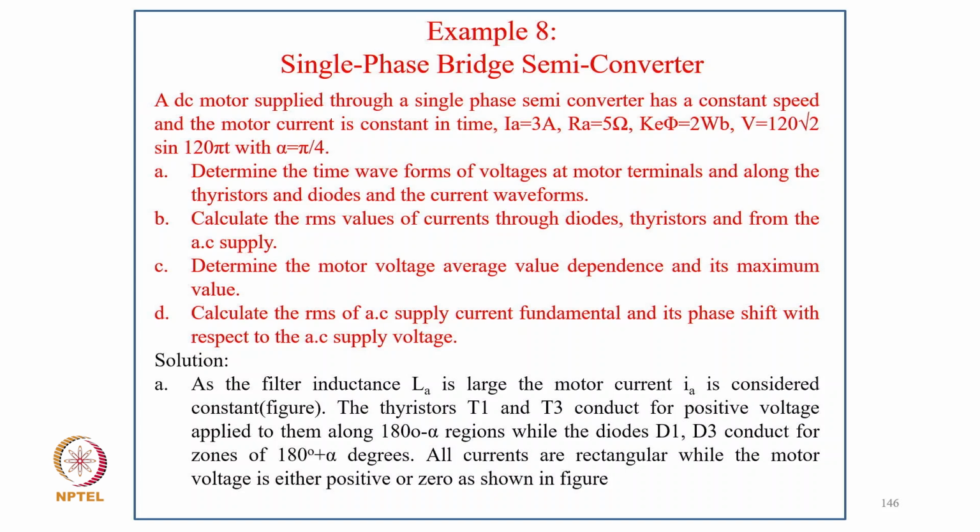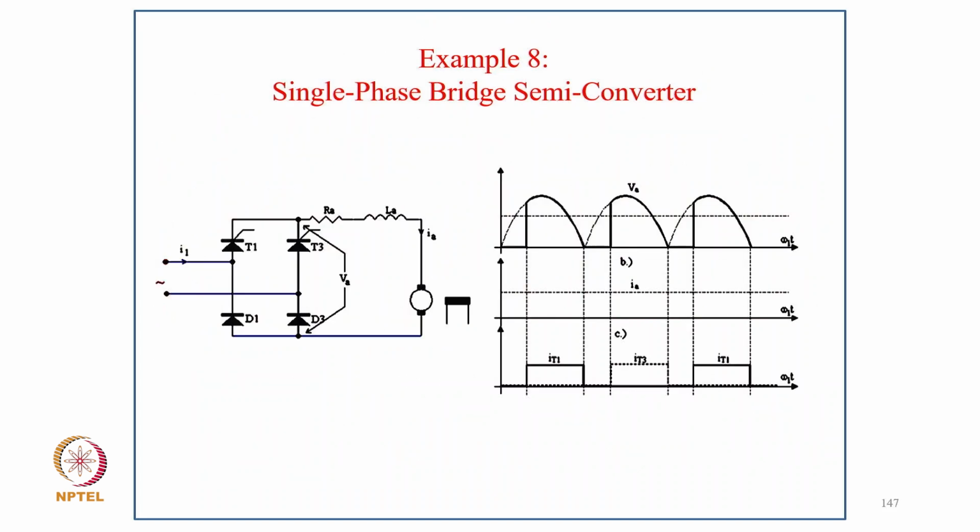The filter inductance LA is large, so the motor current is considered constant. Thyristors T1 and T2 conduct for the positive applied voltage from alpha to 180 degrees, then diodes D1 and D2 conduct from 180 plus alpha degrees. So all currents are rectangular, and the motor voltage is either positive or negative, as shown typically in the figure.